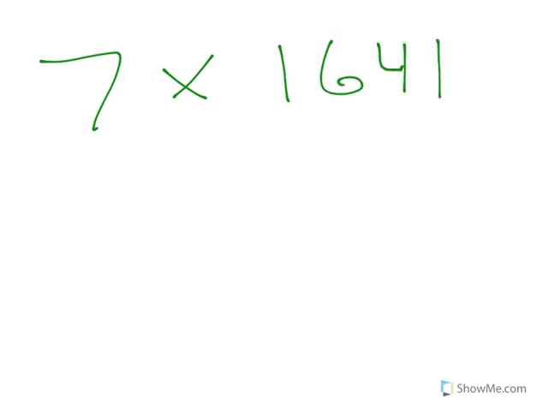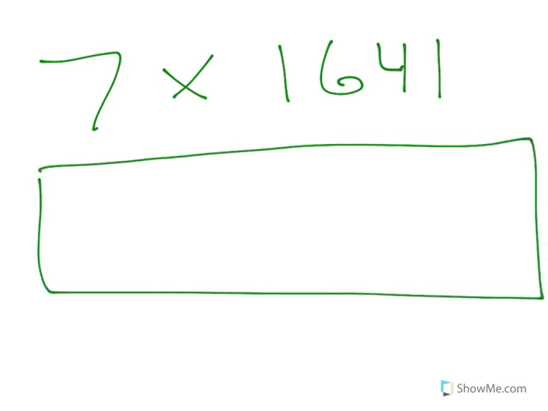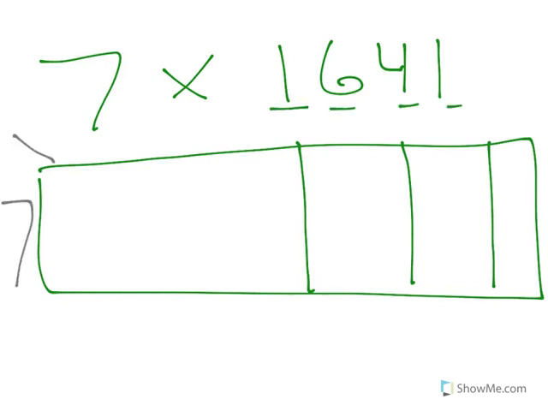One really quick one with the thousands, it's the same way. So if I have 7 times 1,641, I like 4 for some reason today. I'm going to draw my box, but this time I have to have 4 sections, okay? Because there's 4 numbers. 1, 2, 3, 4. So I'm going to put my 7 here. I'm going to times it.